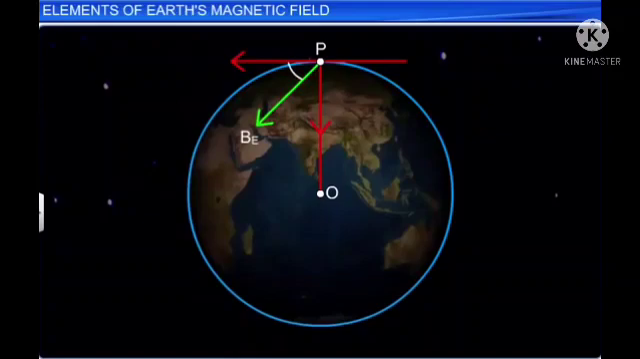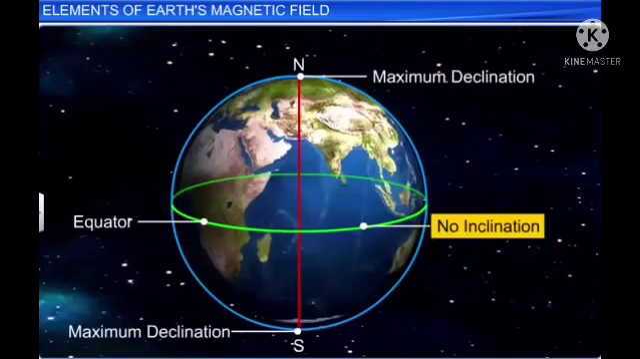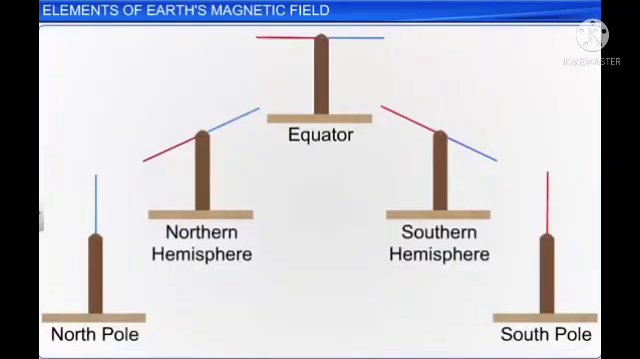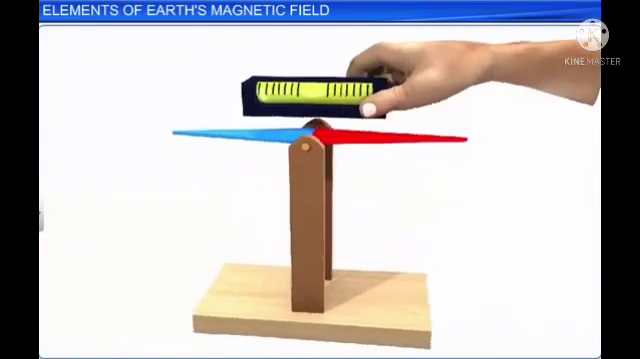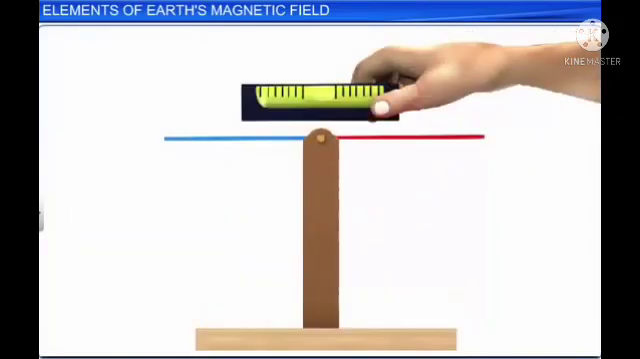The inclination is 0 at the equator and increases as the latitude increases. If this compass is placed atop the magnetic pole, it will come to rest in the vertical position. We can measure the inclination at any given point using a magnetic needle with a horizontal axis and a spirit level.